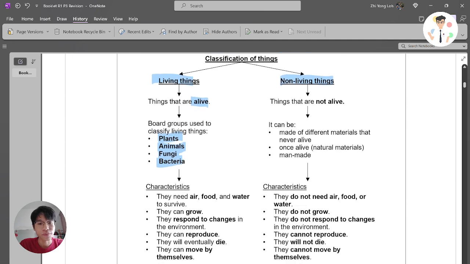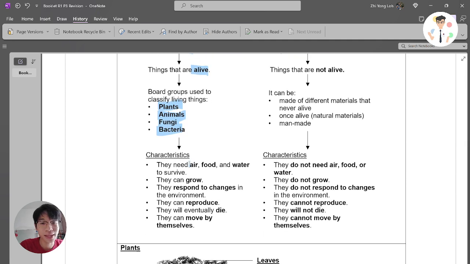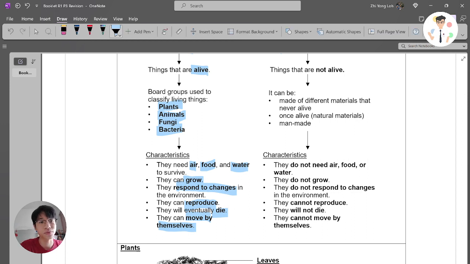Okay, so we have the first one. First, they need air, food, and water to survive. Second, they can grow. Third, they can respond to changes. Number four, they can reproduce. Number five, they will eventually die one day. And the last is they can move by themselves. Now, all of these things that can be categorized as living things must have these six characteristics.